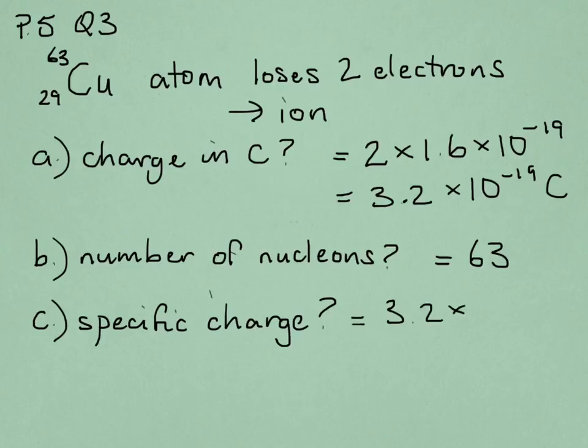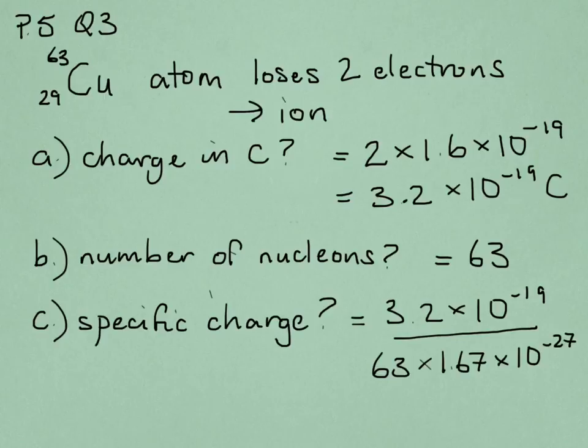So we have to put its charge on the top. And on the bottom, we multiply the number of nucleons by the mass of each one. So neutrons and protons are pretty much the same mass, 1.67 times 10 to the minus 27 kilograms. And the calculator once again gives us the answer, 3.0 times 10 to the 6 coulombs per kilogram.